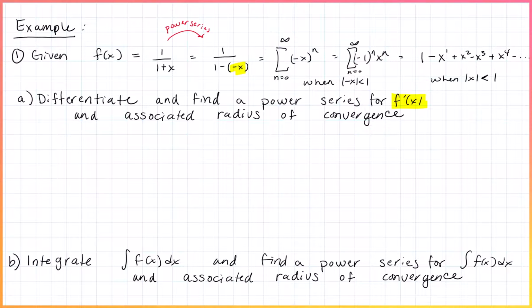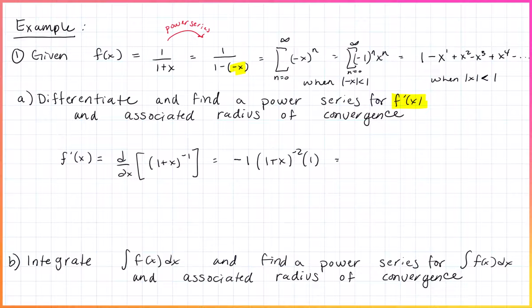So if I want the derivative of that function, what would be the derivative just using rules of differentiation? So what is the derivative of 1 plus x to the negative first power? That would be negative 1 times 1 plus x to the negative second times the derivative of the inside, which is 1. So that is negative 1 over 1 plus x to the second power. So that's what the derivative would be of the function itself. But how could we represent that as a power series?